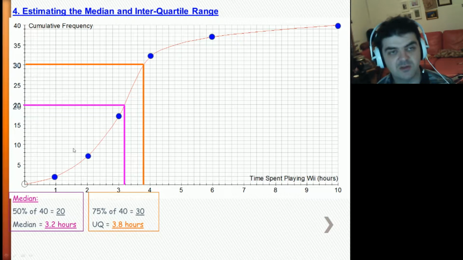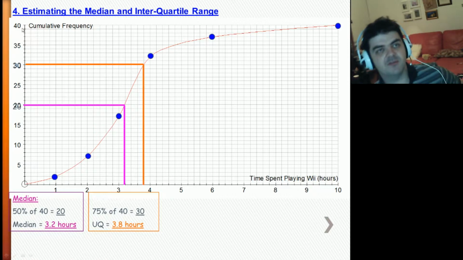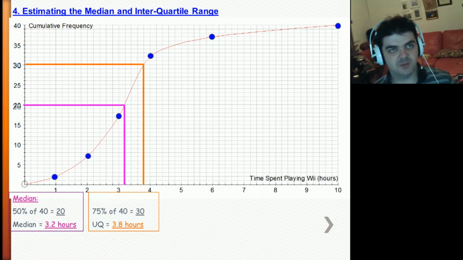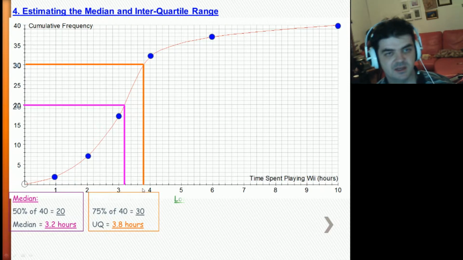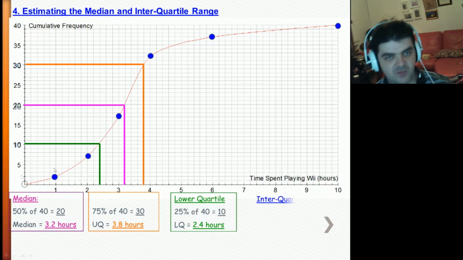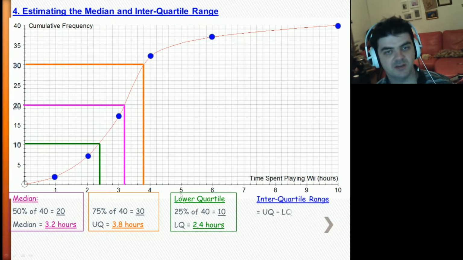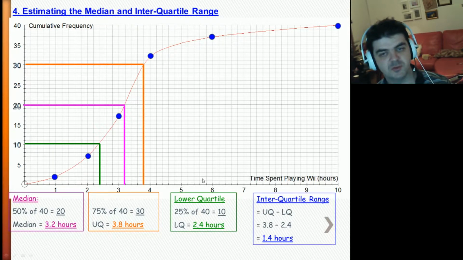Lower quartile, rather unsurprisingly, is the lowest quarter, 25% along. You could find 25% of 40, or you could do n divided by 4. So it's the number of students, 40, divided by 4, which would give me 10. And if I do the 10, draw across and draw down, I've got 2.4. So our interquartile range is the difference between our upper quartile and our lower quartile, a bit like range as we said before, and you get 3.8 minus 2.4.